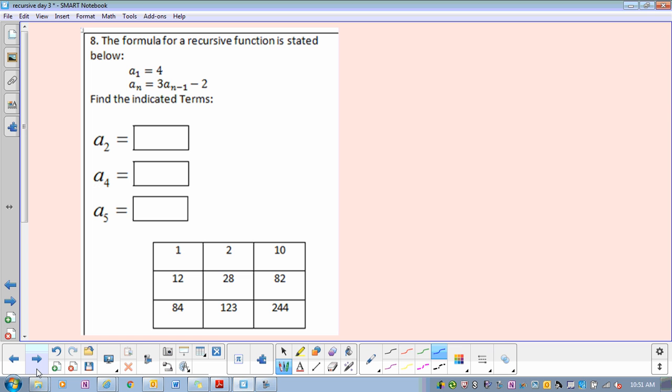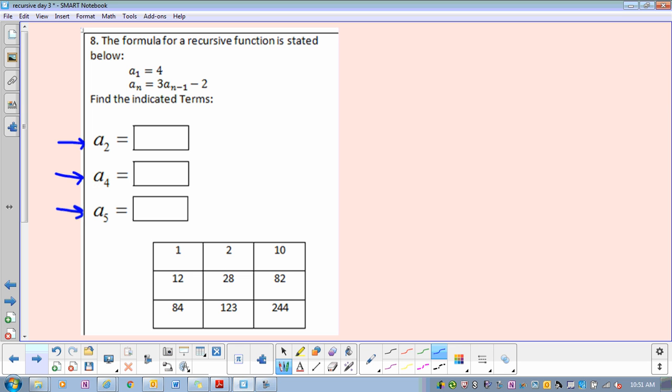Look at number 8. It says the formula for a recursive function is stated here. Find the indicated terms. They want you to find the second one, the fourth one, and the fifth one. Even though they don't want you to find the third one here, you still have to find it, right? Because you need the one before in order to find the next one. The reason why you have a box here is because on the SOLs, guys, this would be a type of problem where you would either click on the box or you would have to drag and click it, okay?